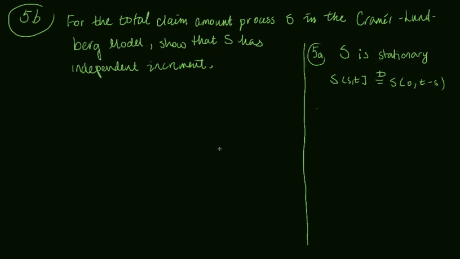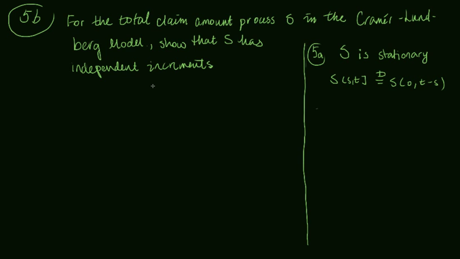So in 5b, we want to show for the total claim amount process S in the Cramér-Lundberg model that S has independent increments. Basically what we're doing in the entire exercise 5 is showing that when we're looking at the Cramér-Lundberg model, the characteristics of the total claim amount process S are not that different from the characteristics of the total claim number process N. Because what did we show in 5a?